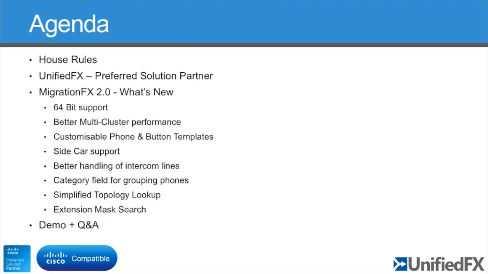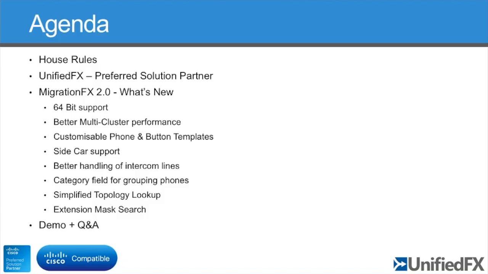A quick summary and the main points we'll cover is the fact we've enhanced the architecture, so that includes 64-bit support and the ability to handle better performance with multiple clusters at the same time. We've got a great feature we're really pleased with. It allows you to customize both phone and button templates. I'll do my best to take you through that. Another thing that's been requested a lot is the ability to support sidecars as part of the migration, so that's now in there, and I'll obviously explain that.